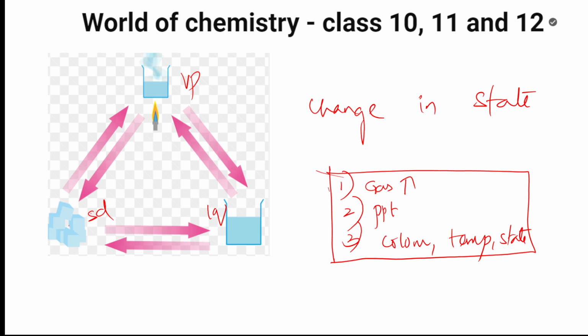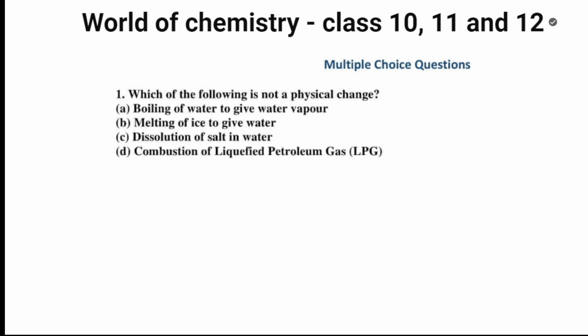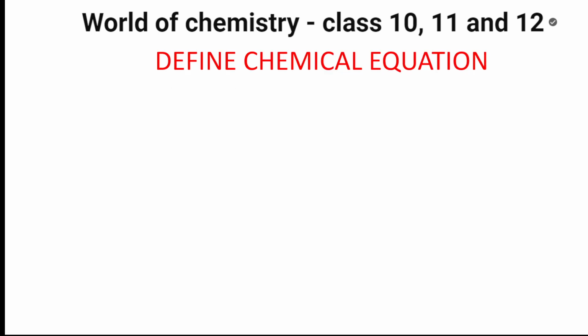Now let us see what actually is the definition of a chemical equation. Chemical reaction, physical change and chemical change are done. Then we have learned the difference between these. Now let us learn how to define a chemical equation. So I have a multiple choice question to do. Suppose hydrogen plus oxygen is combining to form a water molecule, two balanced. Now this is a chemical equation.